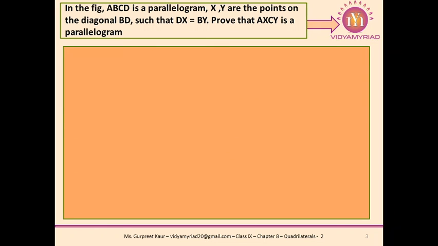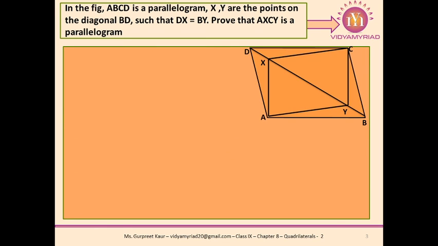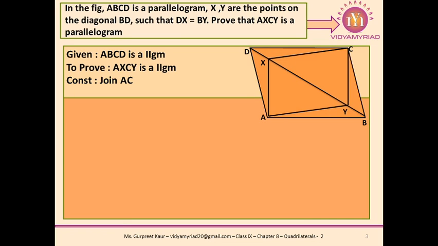Next question. In the figure, ABCD is a parallelogram. X and Y are points on the diagonal BD such that DX is equal to BY. Prove that AXCY is a parallelogram. Now in order to prove this, we will join AC and let us name the center point as O.